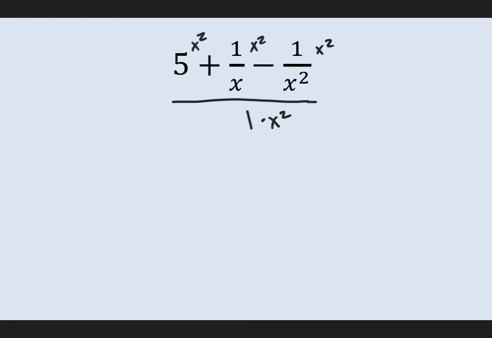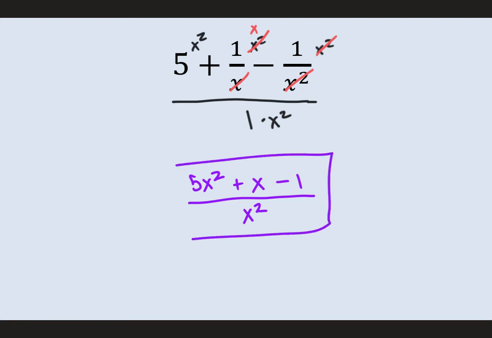All right, so we'll go ahead and reduce what we can. So the x squared and the x leaves us with just x. The x squareds reduce, nothing else reduces. So when we multiply this out, we have 5 times x squared is 5x squared. Plus 1 times x is plus x. Minus 1 times, there's nothing else there, so it's just the minus 1. And then 1 times x squared on bottom is just x squared. And this is our final answer.